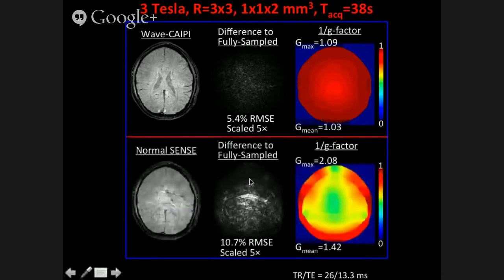Relative to this, normal SENSE had quite a bit of structured aliasing in the middle of the FOV, and relative to the fully sampled data, it had about 11% error. You can also see that its maximum G factor is about 2, which means that there is quite a bit of noise amplification, and it only keeps 50% of the SNR.